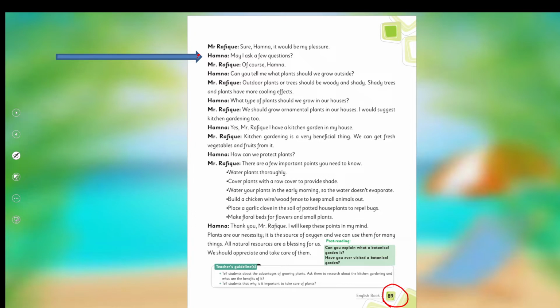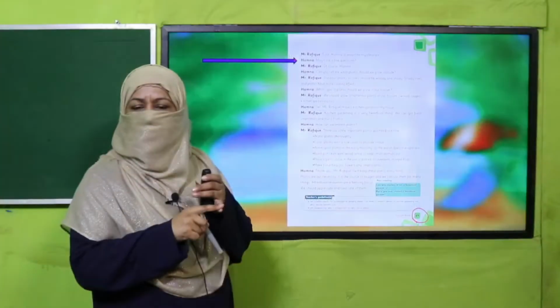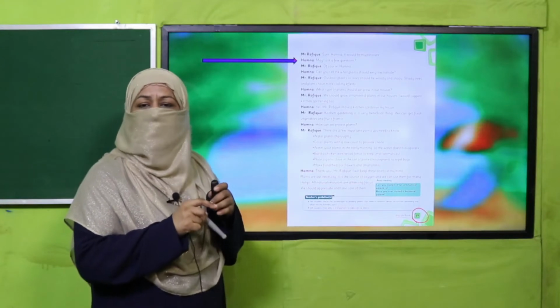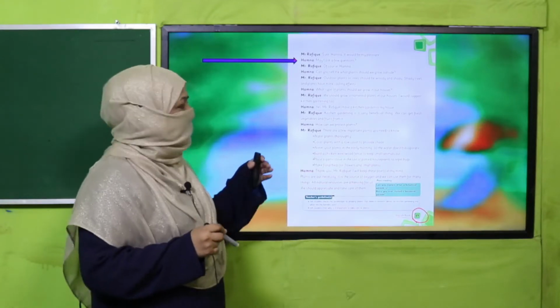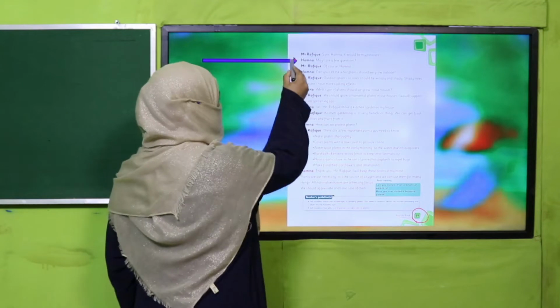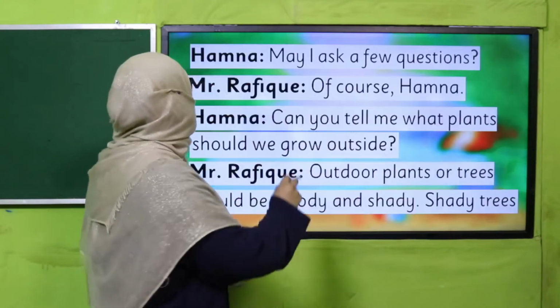there was a dialogue. Remember, Mr. Rafiq, the in charge of the botanical garden, and Hamna, they're talking. And it's a dialogue. Let's see what Hamna is going to talk about now.